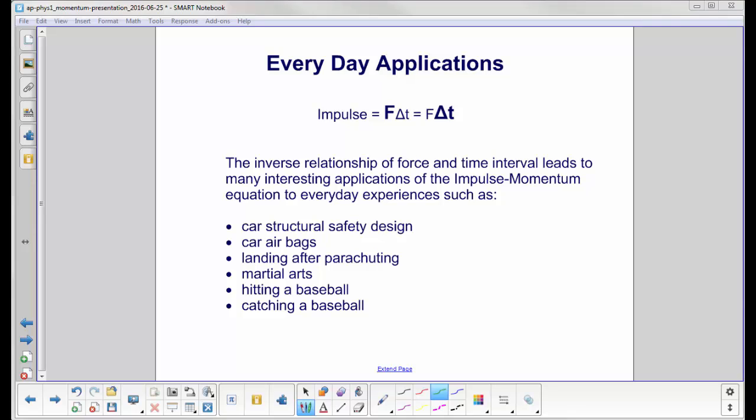The inverse relationship of force and time interval leads to many interesting everyday applications of the impulse momentum equation, such as car structural safety design, car airbags, landing on the ground after you parachute safely from an airplane, the martial arts, and both hitting and catching a baseball.